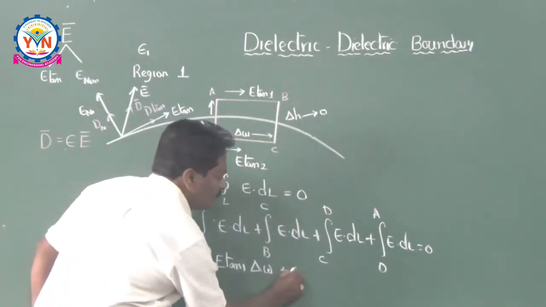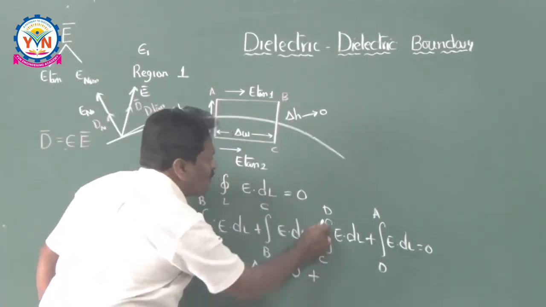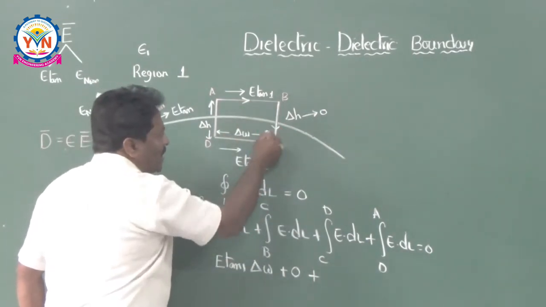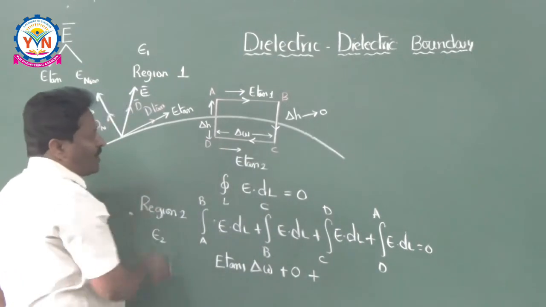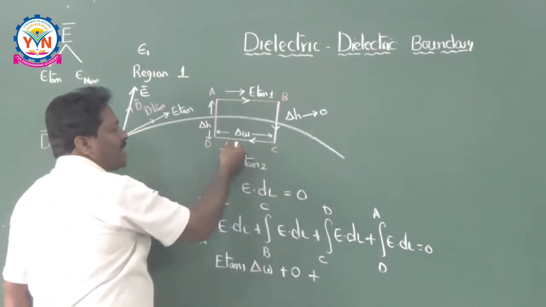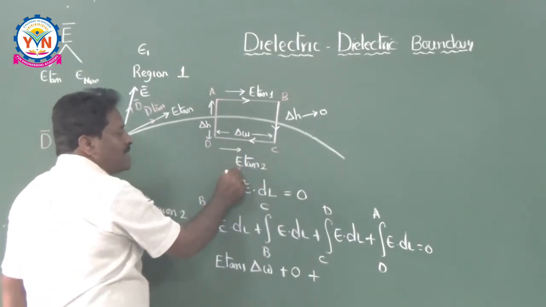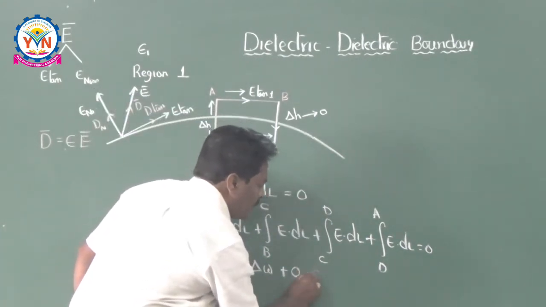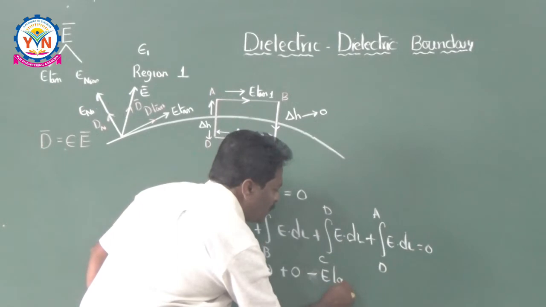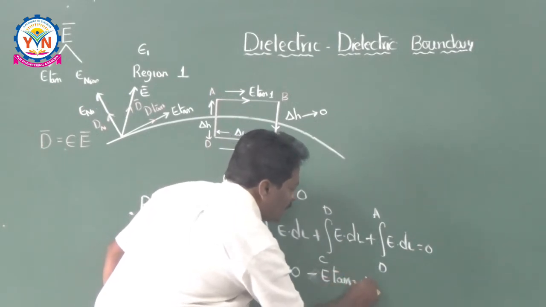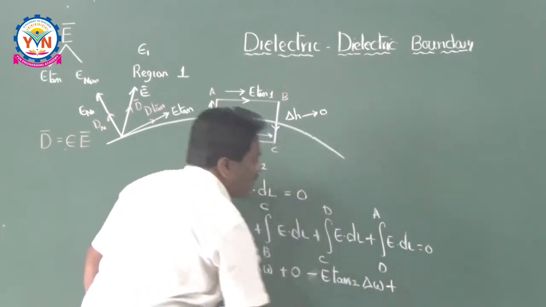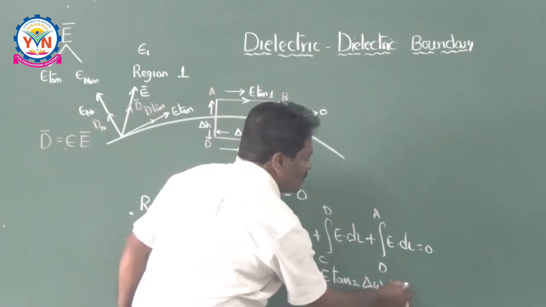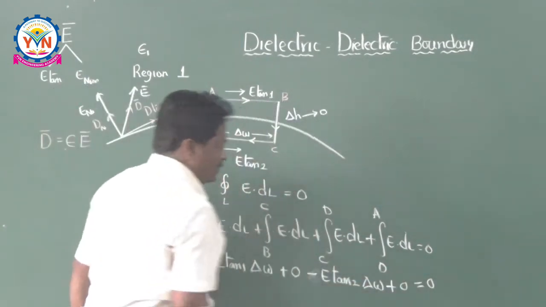That's why it is 0. Plus from C to D, that means C to D, you are in the reverse direction, you are going like this. As you are in the reverse direction, it is minus E tan 2 into delta W. Plus, as usual, from D to A it is equal to 0. So 0 is equal to 0.